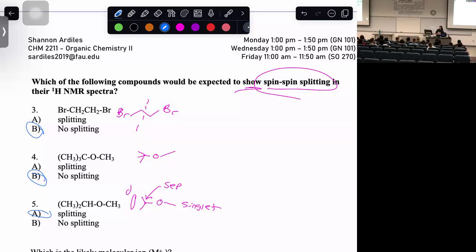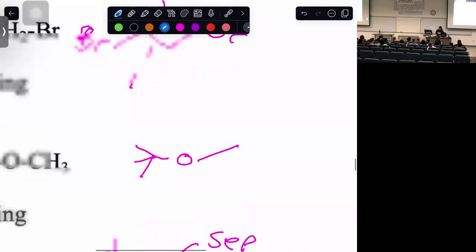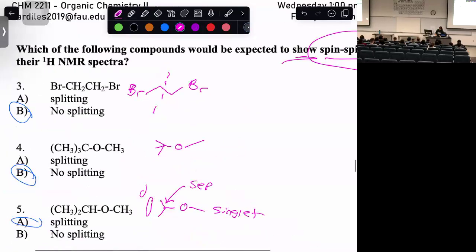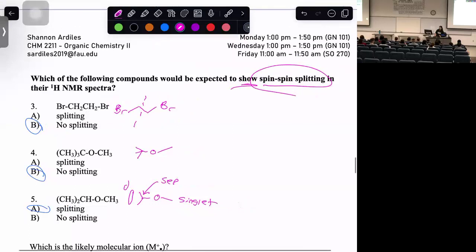Wait, it's a singlet because it has no neighbors, right? For this one in here, we have two signals and none of them have any neighbors adjacent to it. Okay, ready for the next one? We're getting into mass spec now. We're good? Okay.